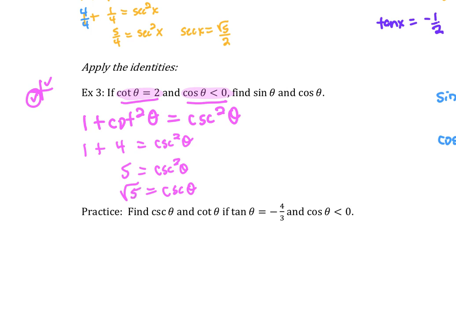And what does that mean then for what we're going to say our sine value is? If we flip that, then that gives us 1 over the square root of 5, which means when we rationalize, we get negative square root of 5 over 5.